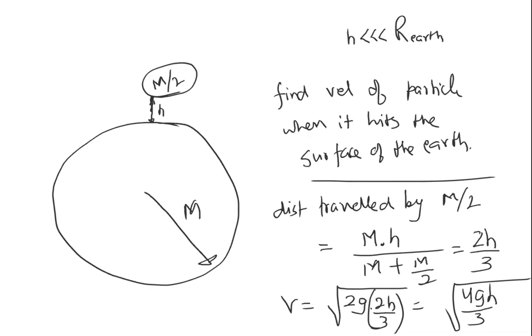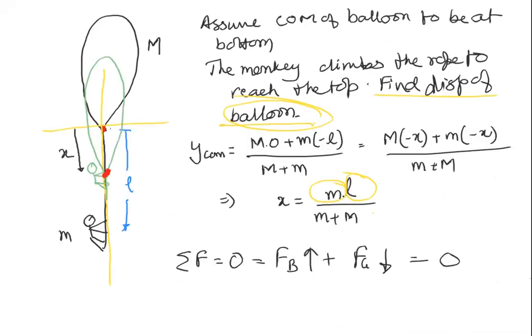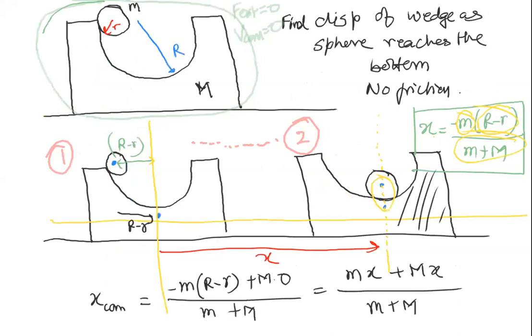And the total distance, we will not take the distance between the centers of mass of the two, no, because here it is the total distance traveled by the two objects.